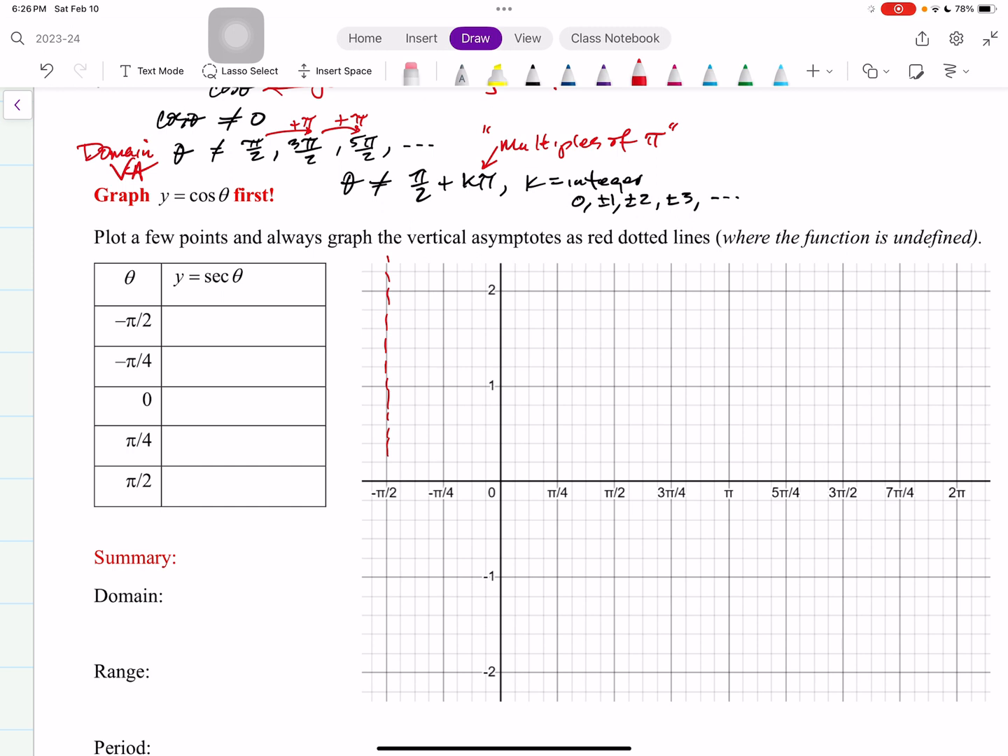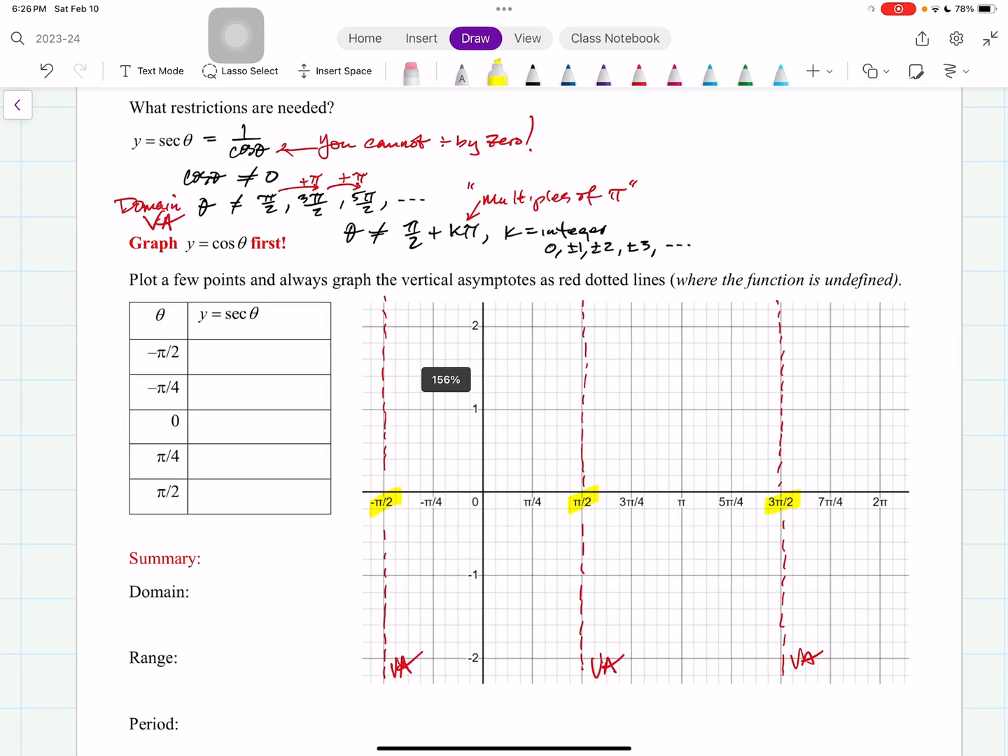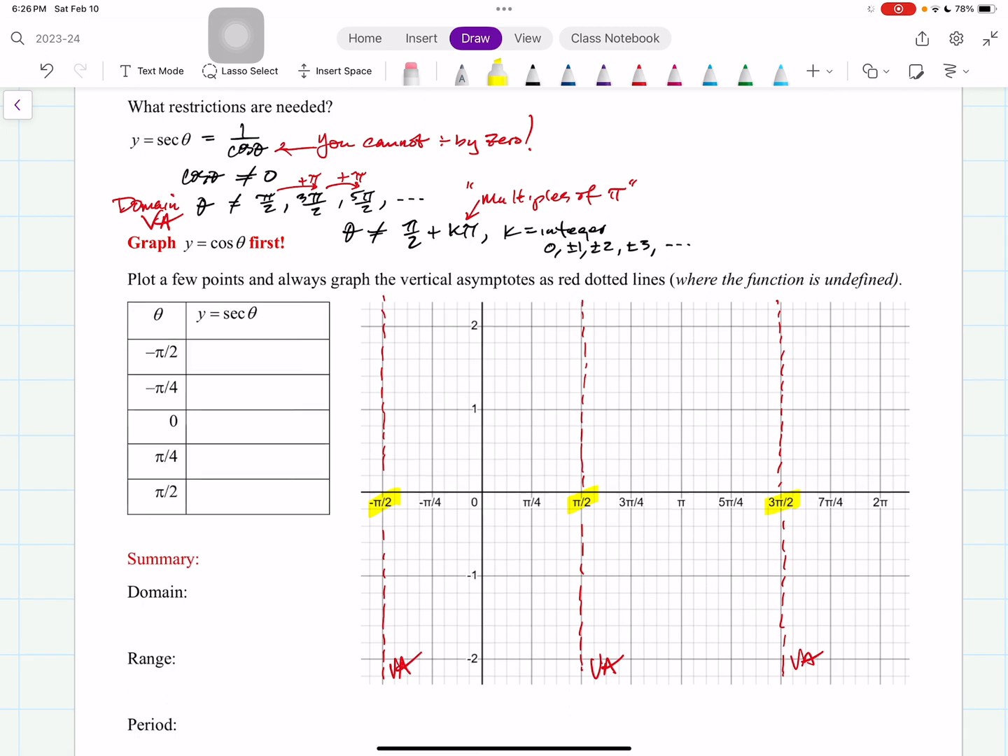So our first asymptote is at negative pi halves, and then positive pi halves, and then 3 halves pi. You know the drill. We do this in every single lesson here. So these are all vertical asymptotes right through here at these angles. So it's all reals except these. That's why we always analyze the domain first, because then we know exactly where the asymptotes are. And then to figure out where this function lives, we're going to plot some points.